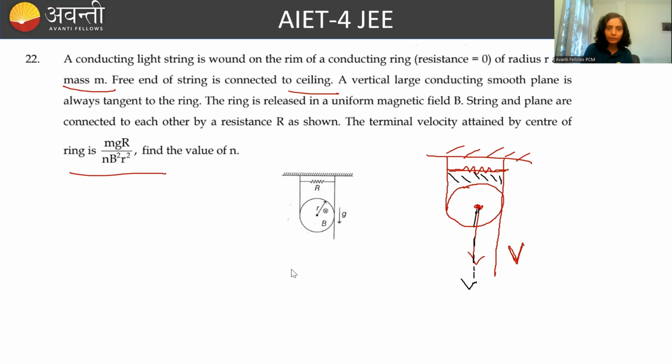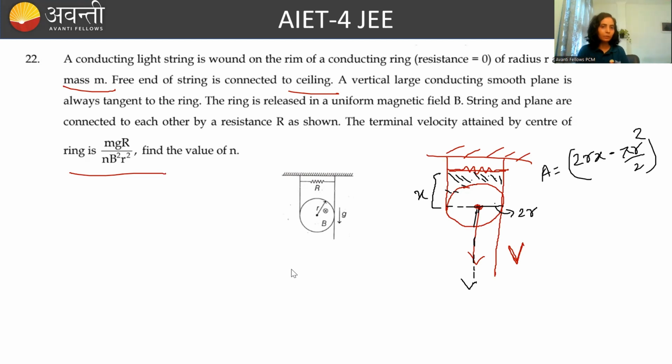This area will increase, right? So what is the value of this area? Let's say this distance is X. We need to see what this distance is. This is equal to 2R. So the area of this whole thing is X into 2R, but the area of this will be equal to 2rx minus pi r square by 2. So this is the area. And this will change because x will increase with time, because more string will fall down and the ring will go down. So the area is going to change.